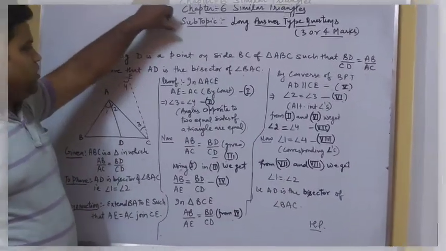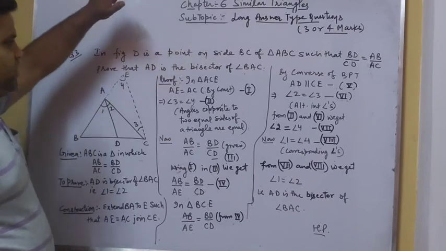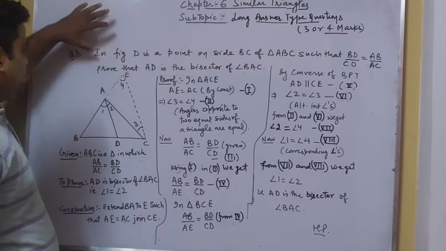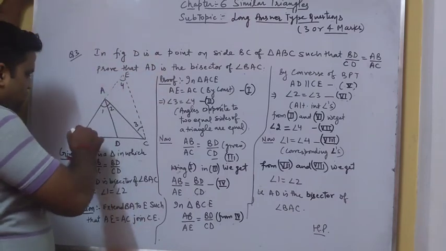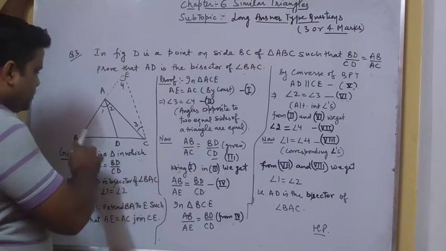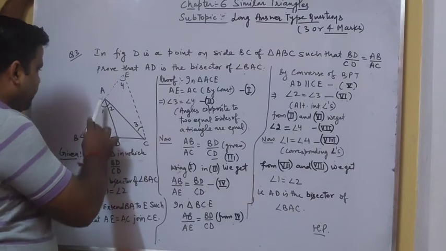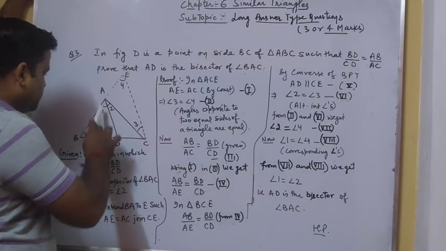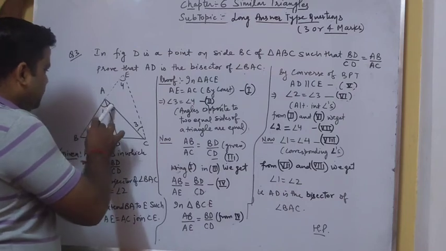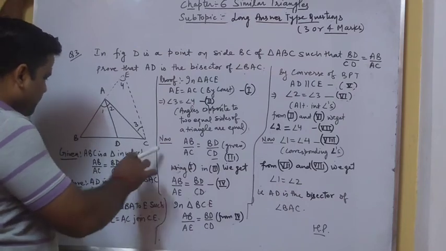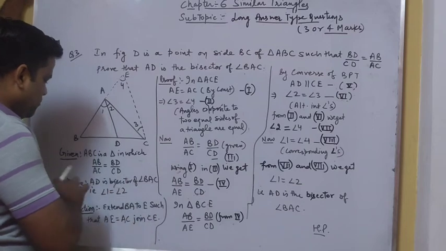In the figure, D is a point on side BC of triangle ABC such that BD by CD equals AB by AC. We have to prove that AD is the bisector of angle BAC. Here in the question, ABC is the triangle which is given, D is the point on BC. We join D to A, and we have to prove that AD is the bisector of angle BAC. It means we have to prove that angle 1 will be equal to angle 2. Now in the given, we have written all the things. In the proof, we have to prove this.